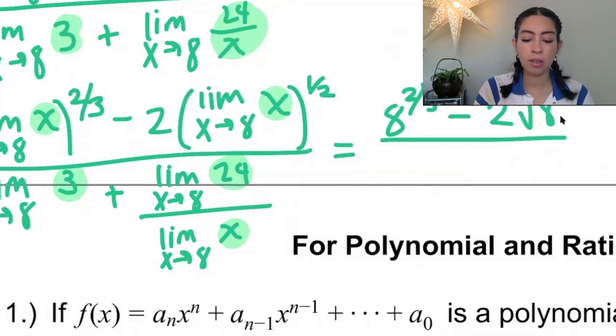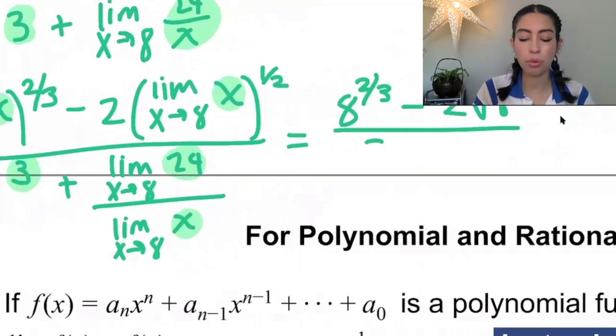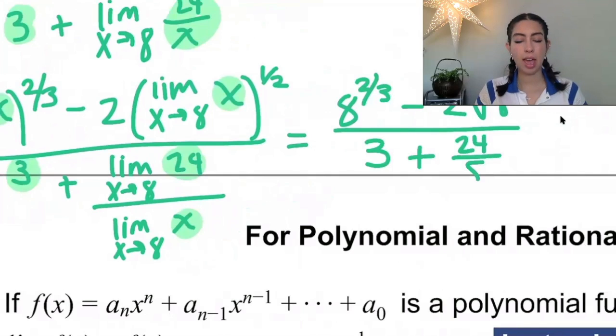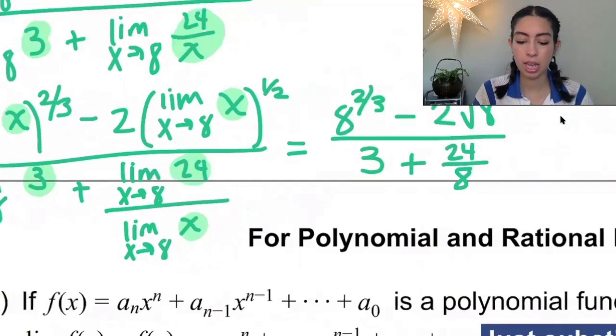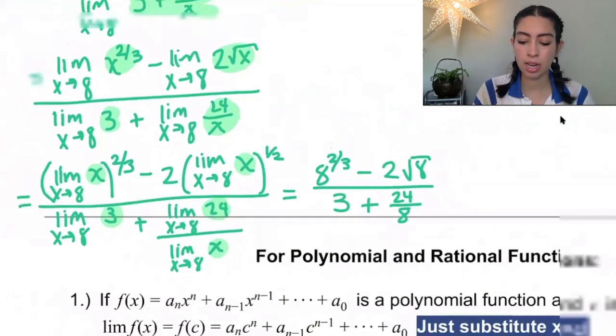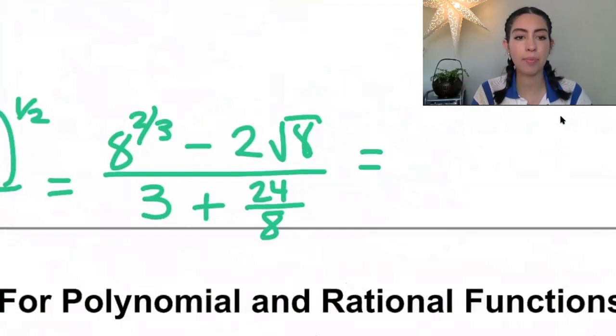And in the bottom, we have the limit as x approaches 8 of 3, so that's going to equal 3. And plus 24 divided by 8. You've taken the limit as x approaches 8 of 24, it's just 24. The limit as x approaches 8 of x is 8. Now, all we've got to do is simplify.